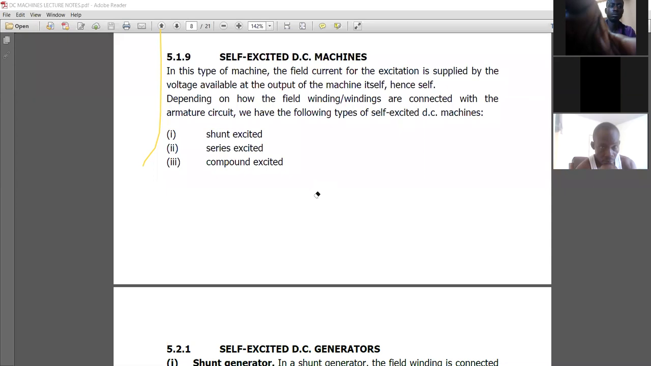Now, you take part of the output and feed it to the field line, because that's easy. You end up creating a magnetic field in the field winding, which you will use to excite the system. This kind of generator or DC machine becomes what we call a self-excited DC machine. I'm good with that. So we can continue, isn't it? All right.